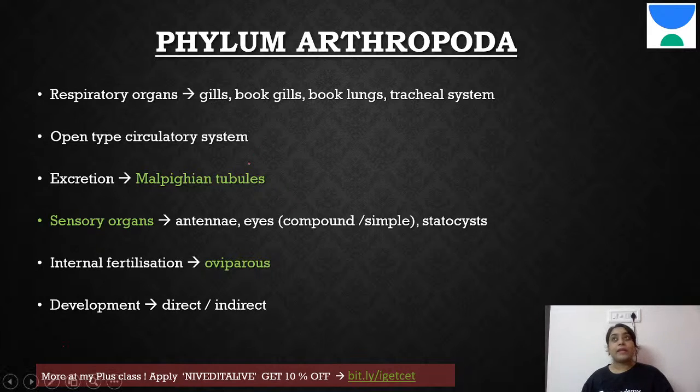Circulation is open type. That means that your blood, which we call hemolymph in this case, is not bound within blood vessels. Therefore, it is open type. And then excretion is by malpighian tubules. So I told you previously it was nephridia. Here we have shifted to malpighian tubules.